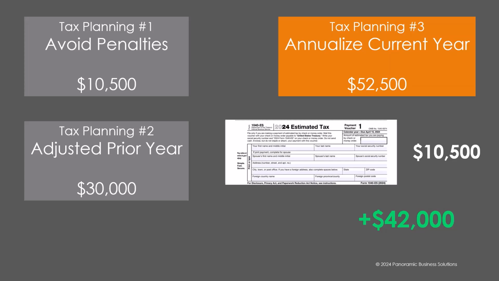So you still could pay the minimum, avoid penalties, but you start making plans for how you're going to pay the difference of $42,000. It's best to start saving that money throughout the year. And the sooner you know that number, the better planning you'll be able to do.